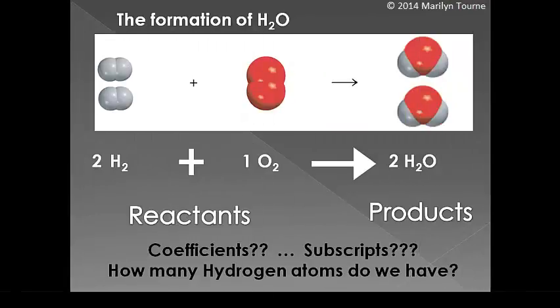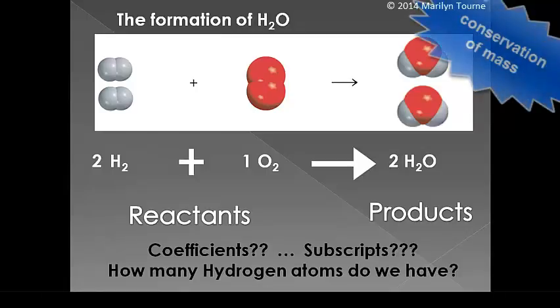Hey everyone, so we're going to start on section 3.7, which is titled Chemical Reactions and Chemical Equations. We have to learn how to start reading these things and understanding what they mean. First of all, in a chemical equation like the one I'm showing you here, this is the formation of water. You have to have conservation of mass.